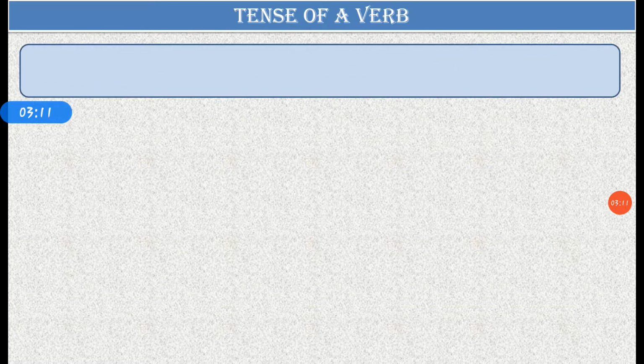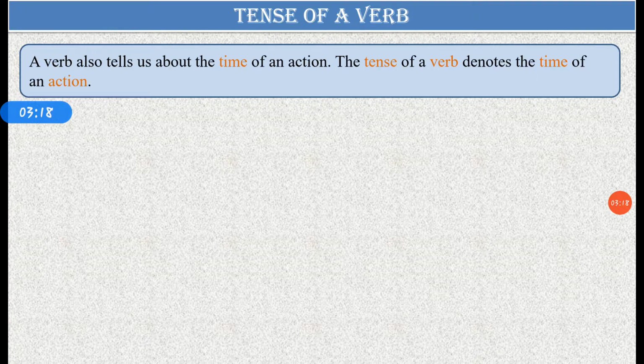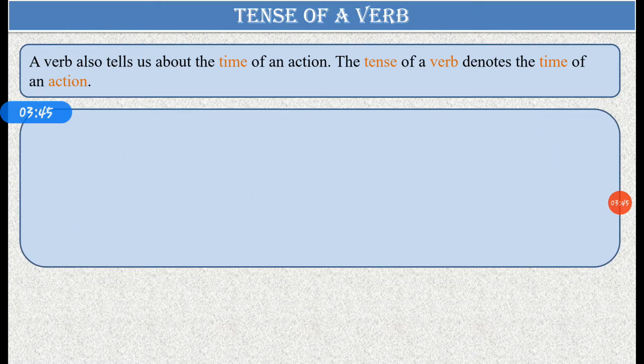Tense of verb also has an important role. A verb also tells us about the time of an action. The tense of a verb denotes the time of an action. जो verb है वो हमें ये बताता है कि ये जो action है ये किस time पे हुआ है. जो verb का जो tense होता है उससे हमें ये पता चलता है कि ये जो action है ये किस वक्त हुआ था. What are the tenses of verbs?